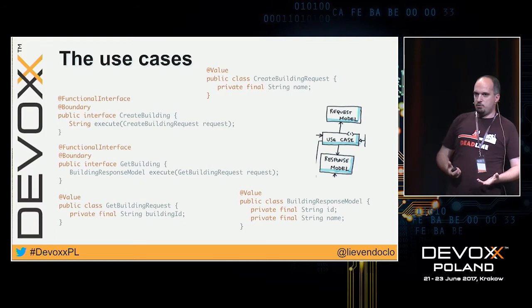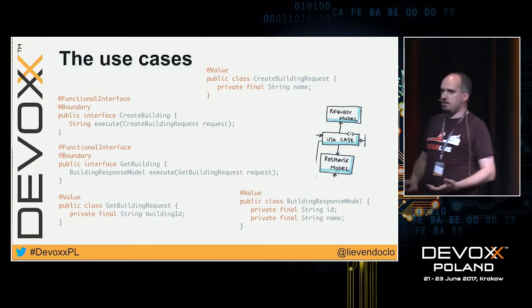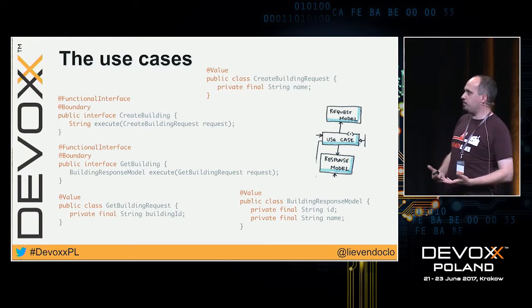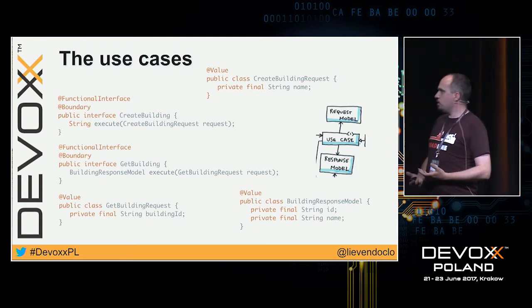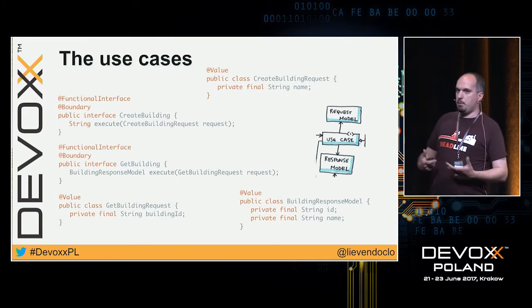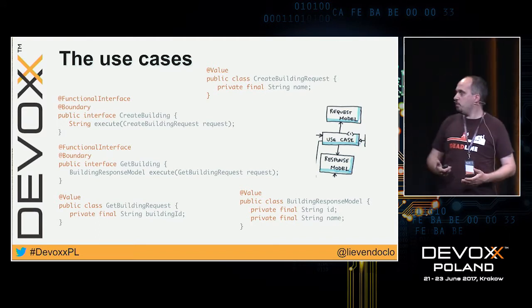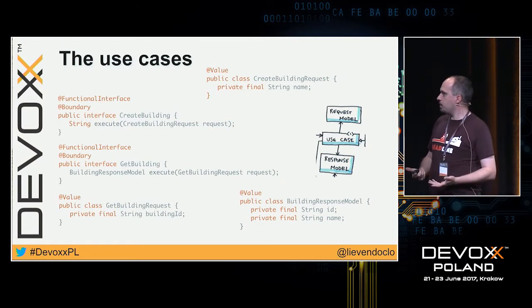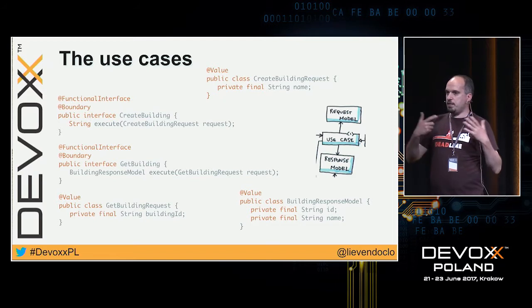So what is actually a use case? A use case is just an interface, an interface that actually communicates the business intent of your application. In this case, I'm using a property management system as an example, and we have two use cases that we want to build. One is creating a building, and the other one is getting a building. What are you going to do? You're going to build a contract.